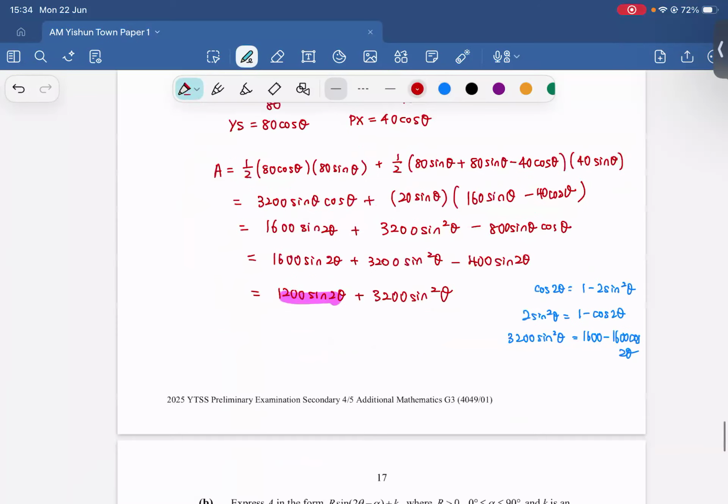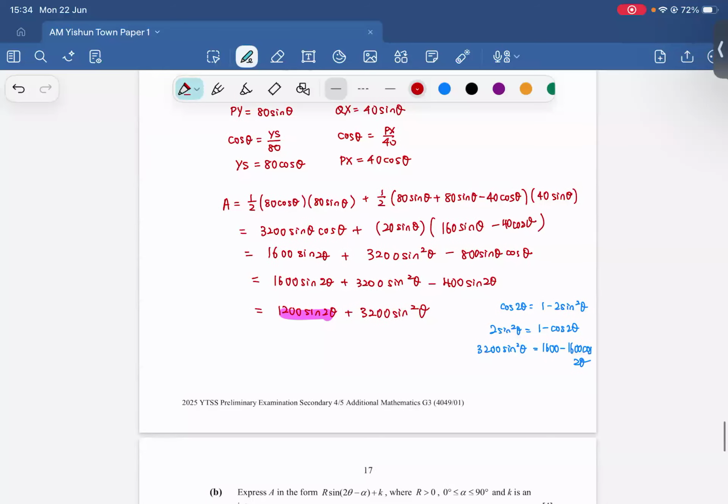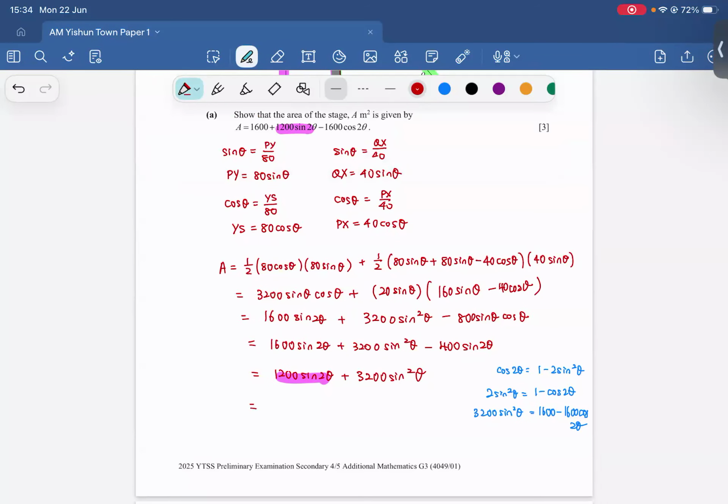Okay, so you write this blue color one down in the working at the side. It's part of your working. Then you can see this will transform into this. So that's how you get what they want. This step is essential. Please write this step out to show how you change 3200 sine square theta to that.